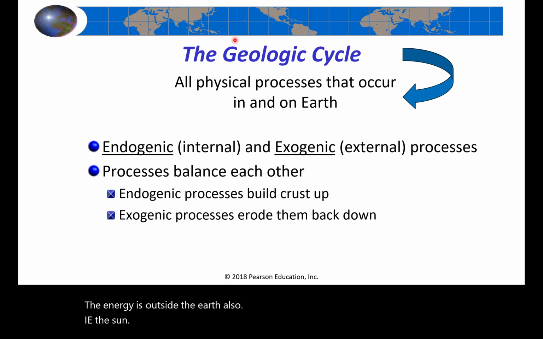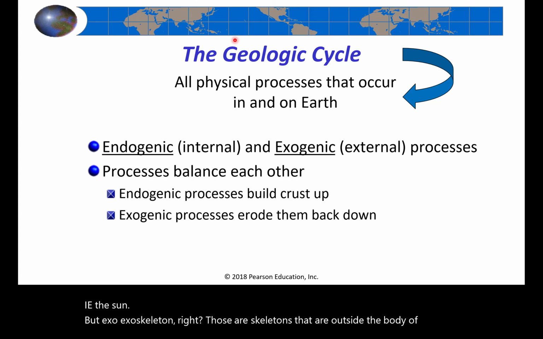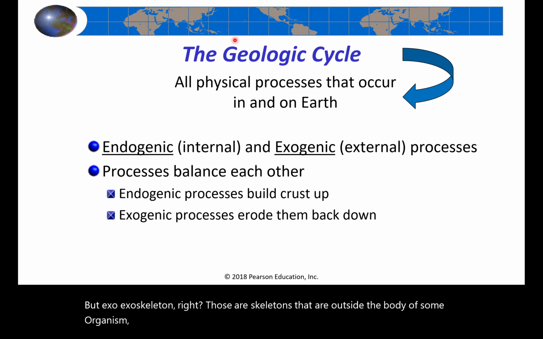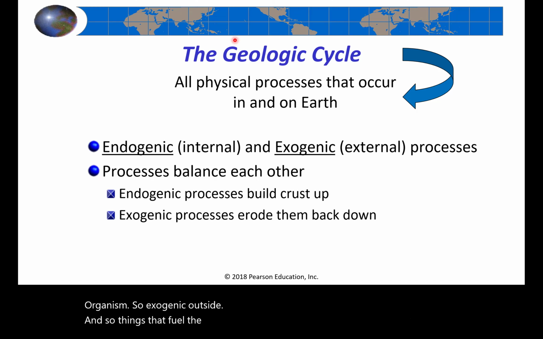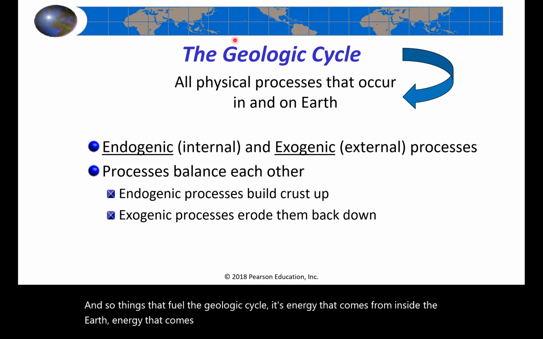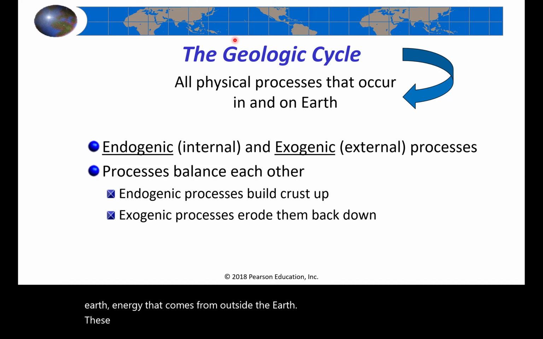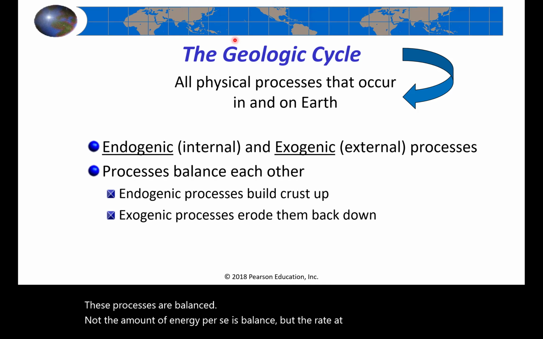Think of an exoskeleton, right? Those are skeletons that are outside the body of some organism. So exogenic means outside. The things that fuel the geologic cycle are energy that comes from inside the earth and energy that comes from outside the earth. These processes are balanced. Not the amount of energy per se is balanced, but the rate at which they work.